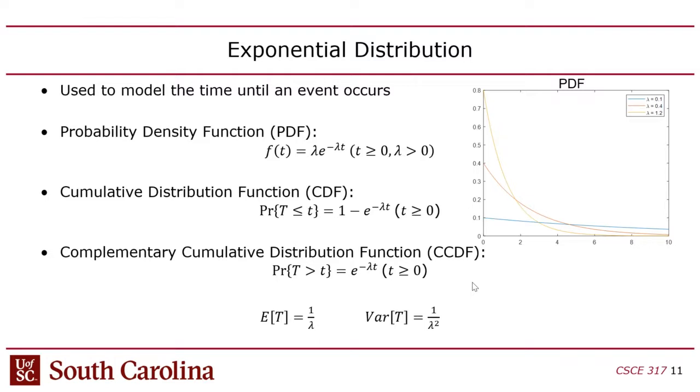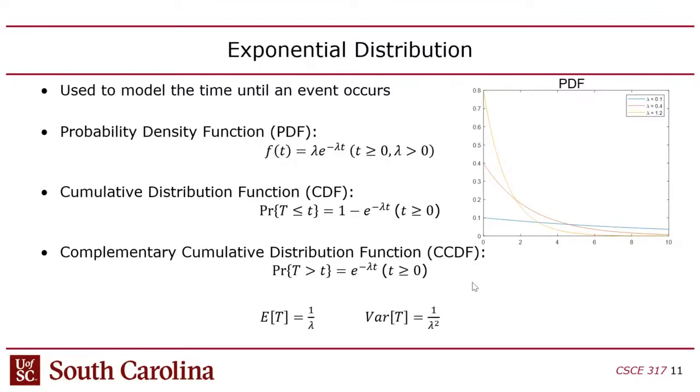And then the complementary cumulative distribution function is literally just the complement, 1 minus the CDF. So it's the probability that the random variable is greater than the value that you plug in. So the CCDF is basically the area under the curve to the right of the value, versus to the left of the value with the CDF.